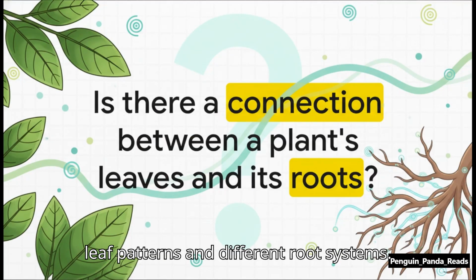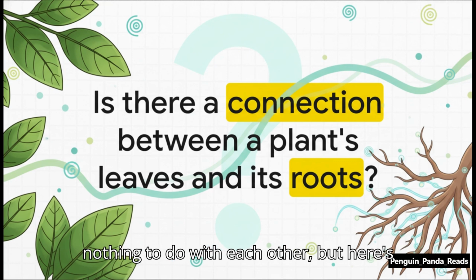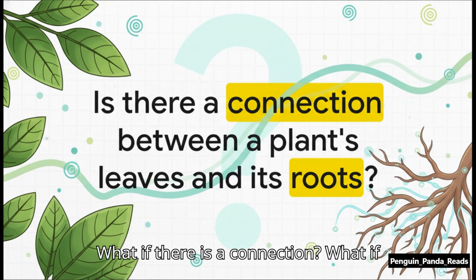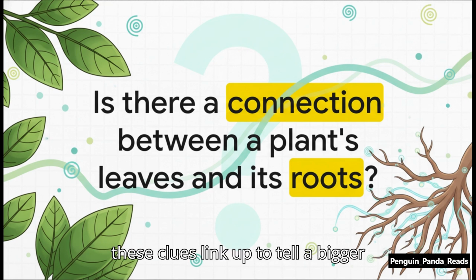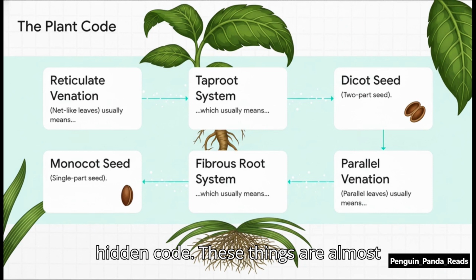So we have different leaf patterns and different root systems. At first, you might think they have nothing to do with each other. But here's where the real detective work pays off. What if there is a connection? What if these clues link up to tell a bigger story? And bam, it turns out there is a hidden code. These things are almost perfectly connected.